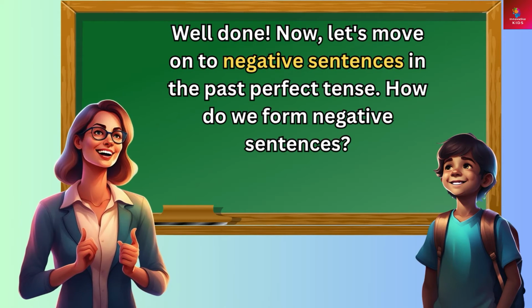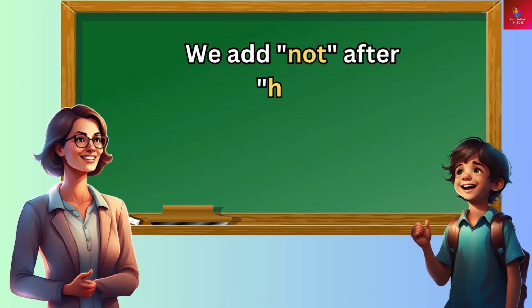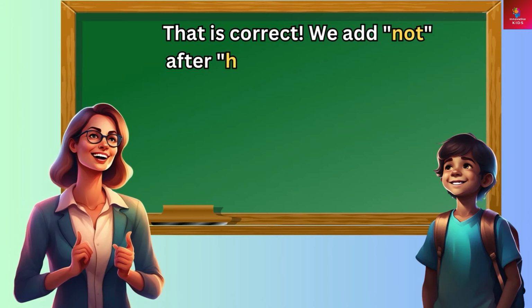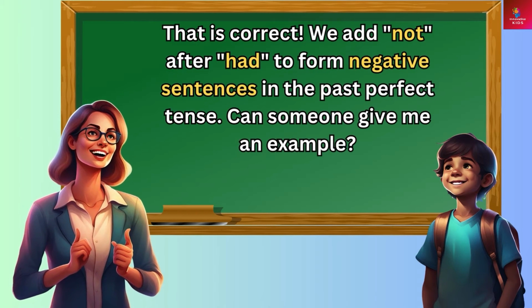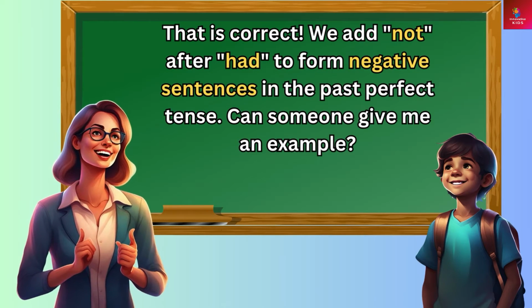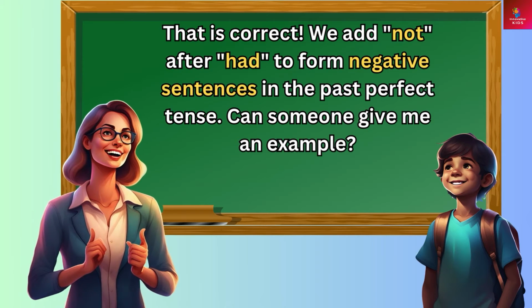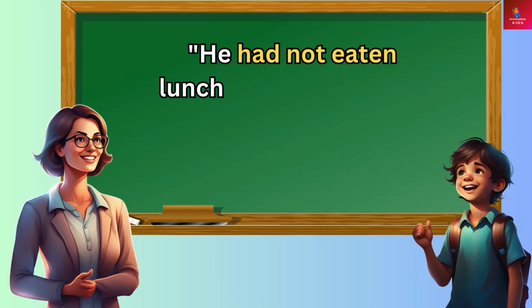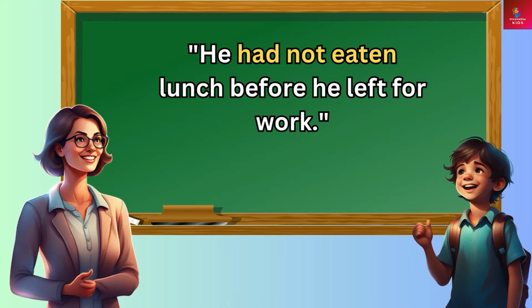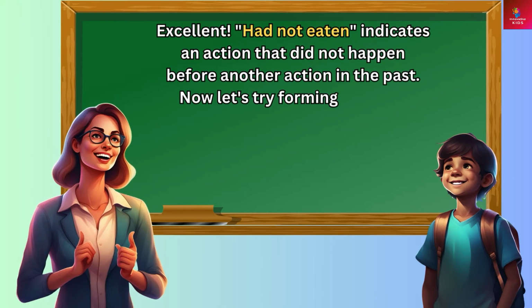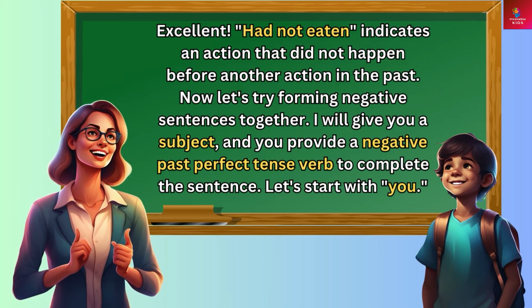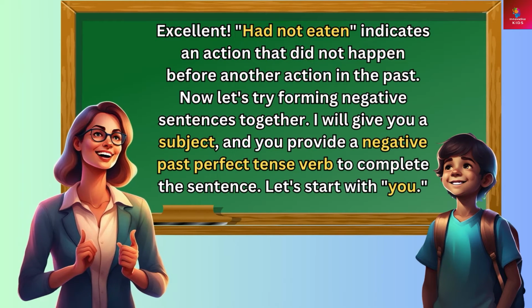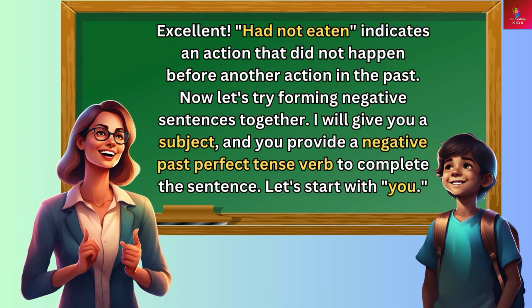Now let's move on to negative sentences in the past perfect tense. How do we form negative sentences? We add not after had. That is correct. We add not after had to form negative sentences in the past perfect tense. Can someone give me an example? He had not eaten lunch before he left for work. Excellent. Had not eaten indicates an action that did not happen before another action in the past.